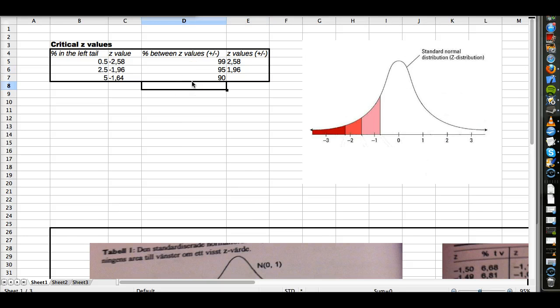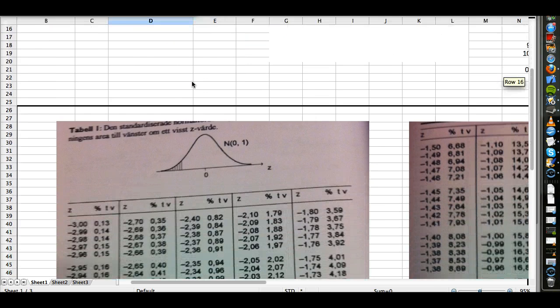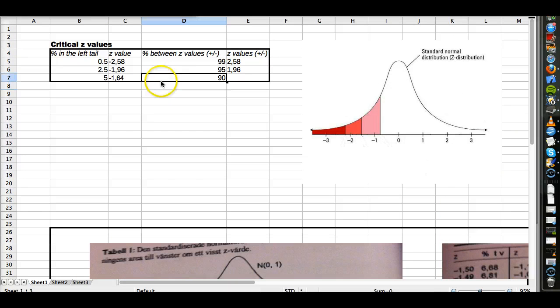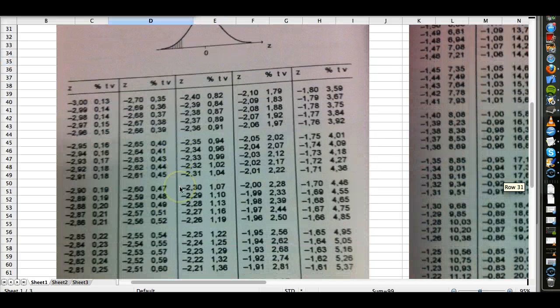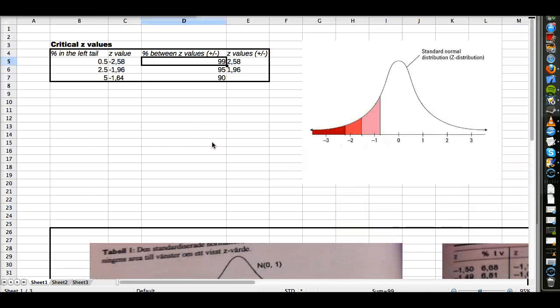So that's how you use tables like this to find probabilities using critical z values. Have some fun playing around with this. Check out different probabilities and their characteristics, and I hope you have a really great day.